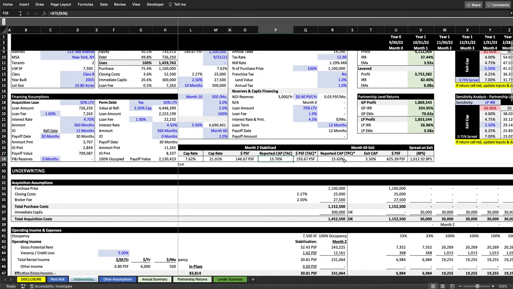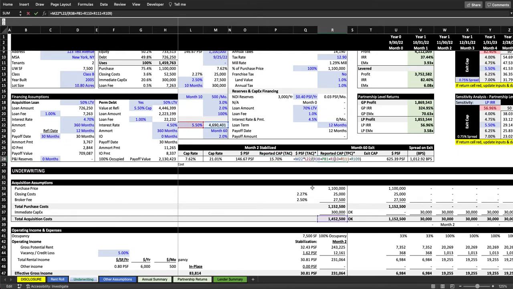And then finally, when you exit, it's showing you what that reported cap rate is for the total project cost, because we might have, again, factored in some capital expenditures some other place between month 1 and month 60, between acquiring the asset and selling the asset.